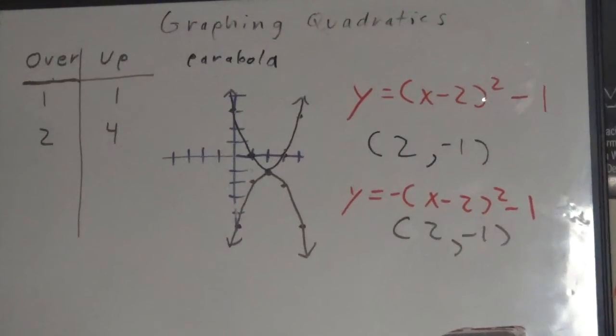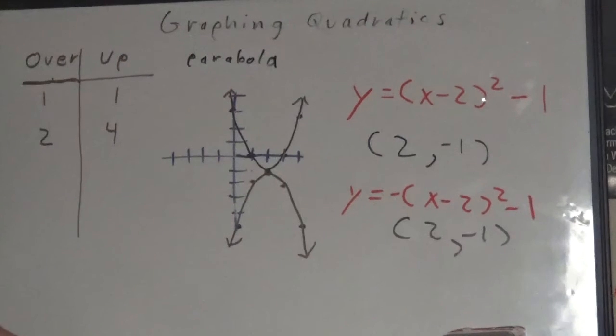Again, this is just like the first video I made about factoring quadratics when a equals 1. When a equals 1, you're always following a very basic pattern: over 1, up 1, or down 1, and then over 2, up 4, or down 4.